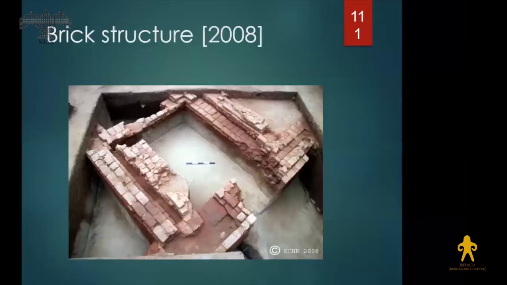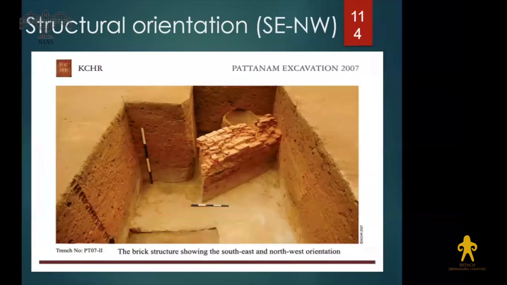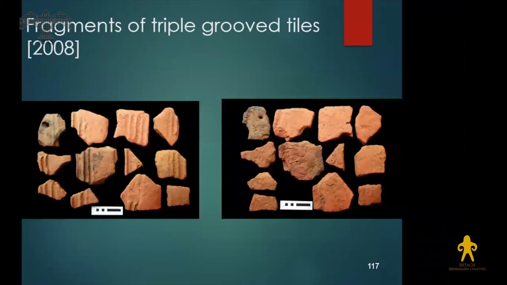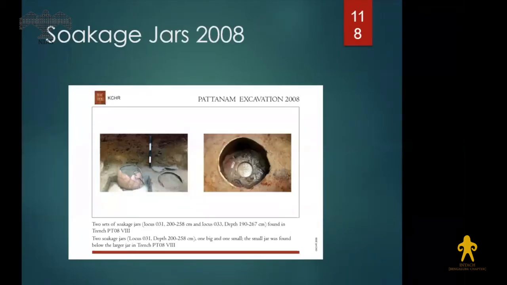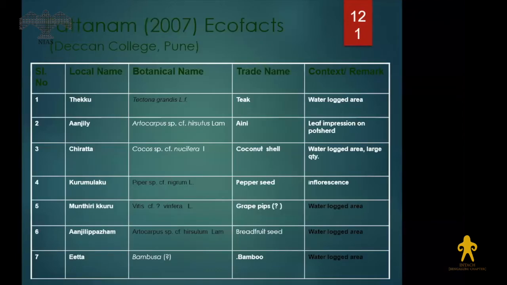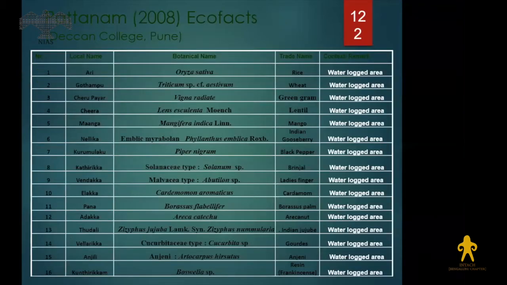We have warehouses, brick structures, and a lot of things from the site of Pattanam, ring wells, and triple grooved roof tiles. Triple grooved roof tiles were introduced for the first time. Socket jars probably used as toilet pits, human bones, frankincense. Probably they could have come from the site of Sumhuram or Khor Rori in Oman. And we also have evidence for local frankincense. We have all these organic remains: teak, anjali, chiretta, coconut, and then pepper, seeds of grapes, anjali, and also wheat, rice.